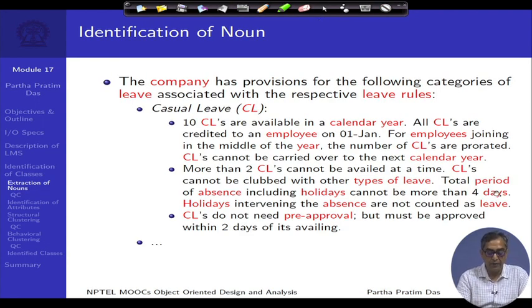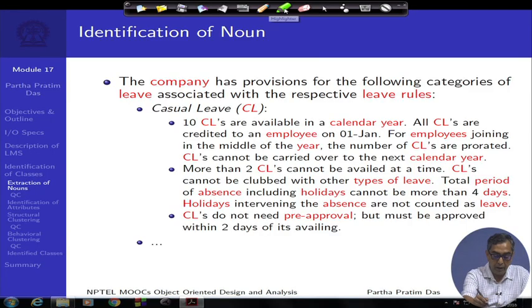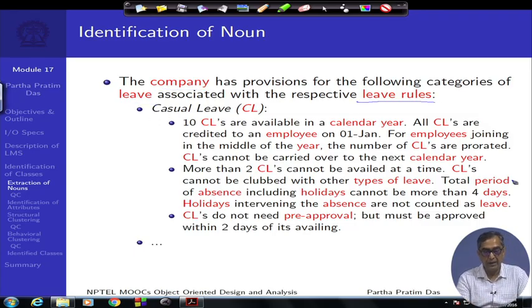The company has provisions for the following categories of leave. These have already been identified as nouns. So, we already know that, but then it comes with a noun which is leave rules. So, we still do not know whether leave rules are a relevant term or less relevant term or irrelevant term, but we need to mark that. The casual leave, which is short named as CL. So, I am just using the CL as a noun.